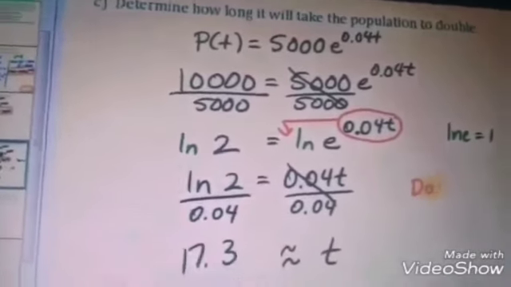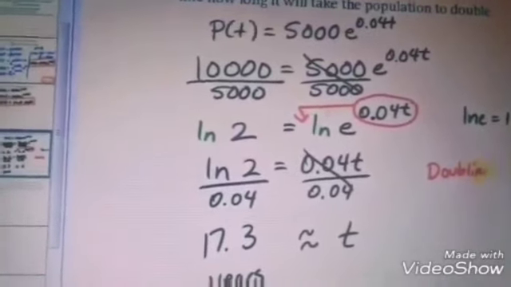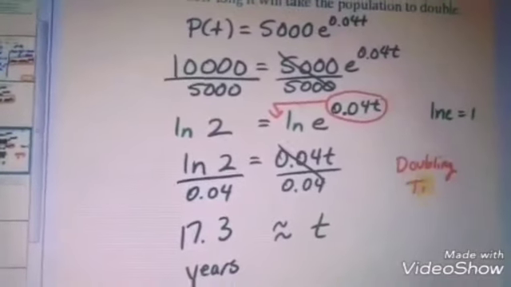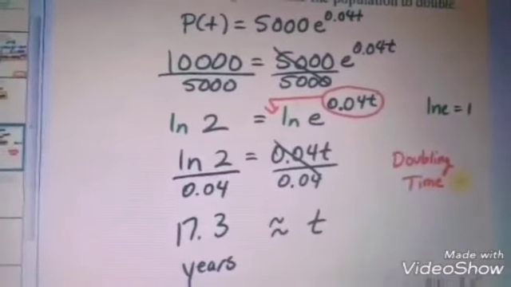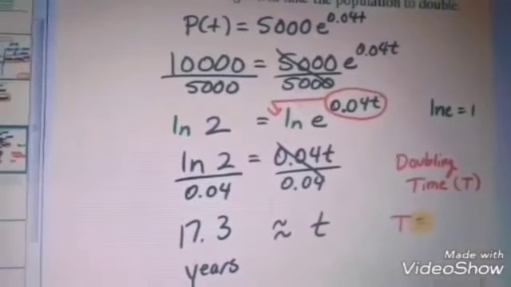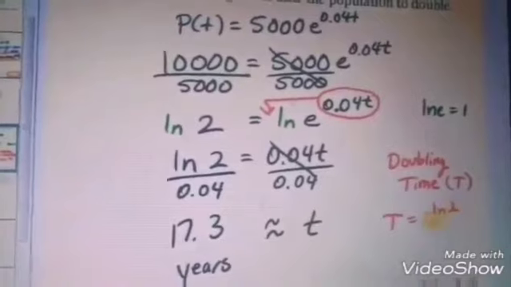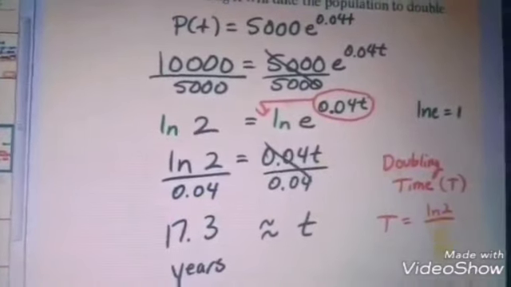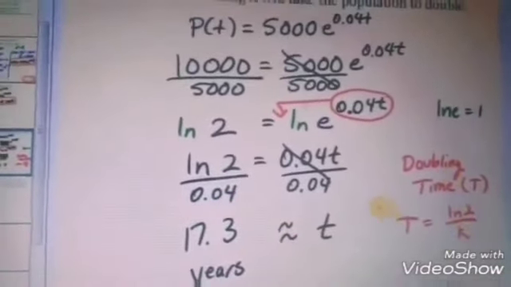This is the doubling time. Let's call it capital T, natural log of 2 divided by the growth rate.